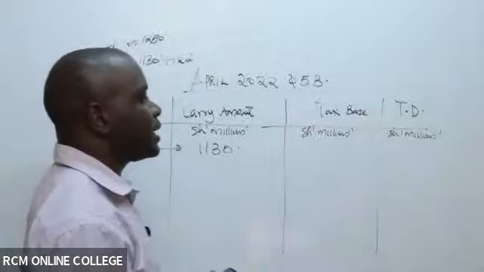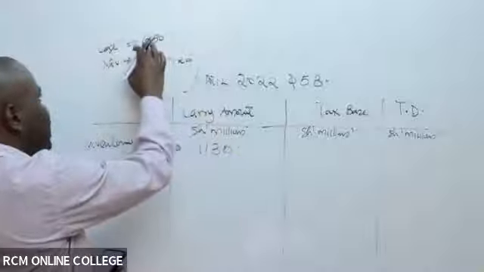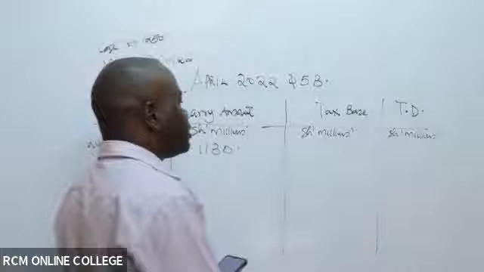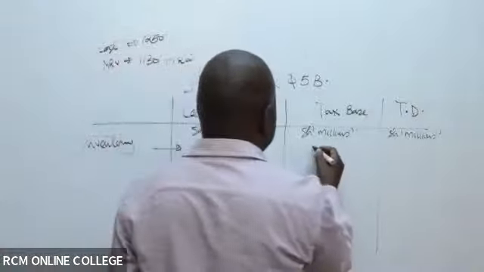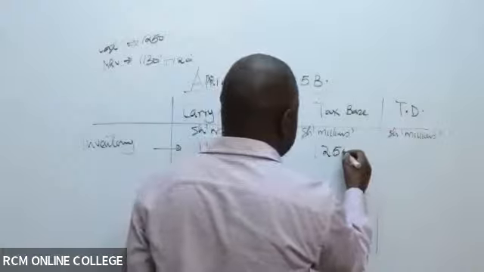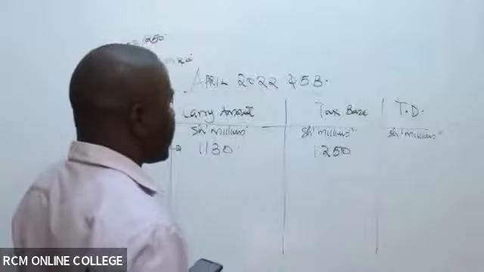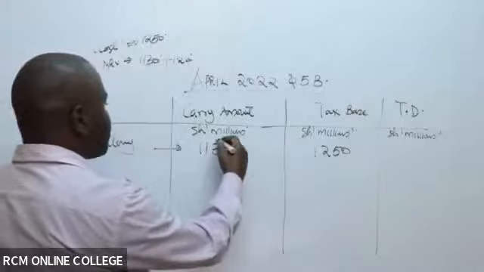But of course, what the taxman will consider will be the cost. That will be 1250, or you can take the 1130 plus the 120. The taxman will consider the cost, 1250. But the accountant has to compare between the two. The lower is the one he takes into the books of accounts.